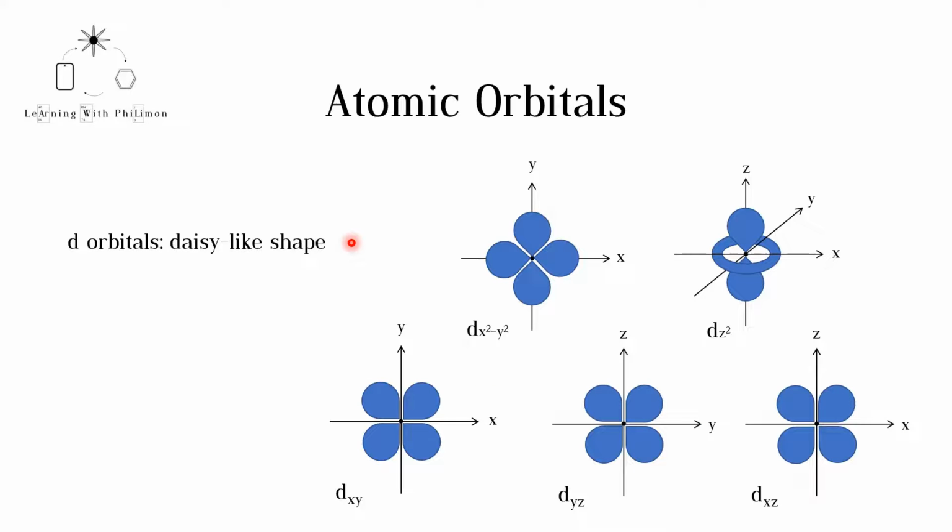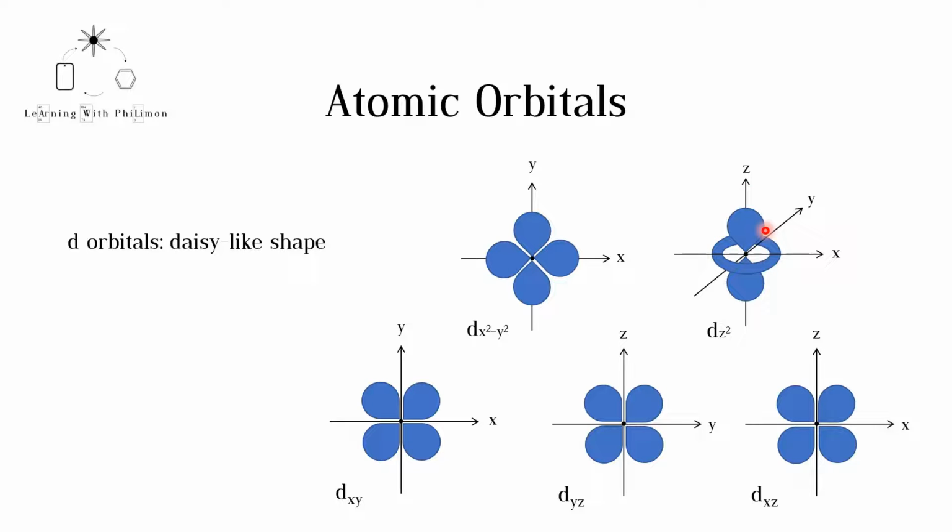There are 5 different d orbitals. 4 of the 5 have a daisy-like shape, sometimes referred to as a 4-leaf clover. They can be thought of as putting 2 p orbitals together. Note that the dxy, dyz, and dxz orbitals lie between the axes rather than on the axes. In the dx squared minus y squared orbital, the lobes are on the y and x axes. The dz squared orbital looks like a p orbital with a donut shape surrounding the center.